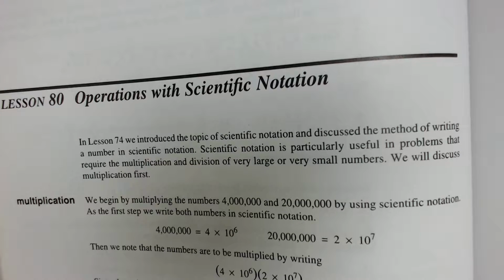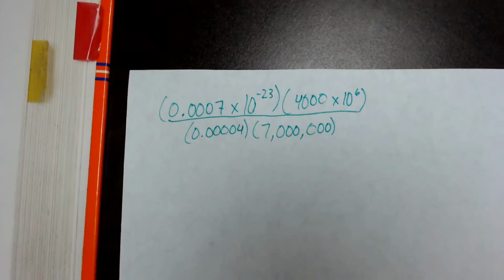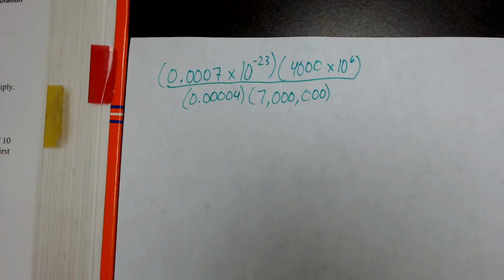Algebra 1, Lesson 80, Operations with Scientific Notation. So, we're going to learn how to multiply and divide scientific notation numbers. Our problems will look like this. Oh, this is really crooked. There we go. It'll look like this.